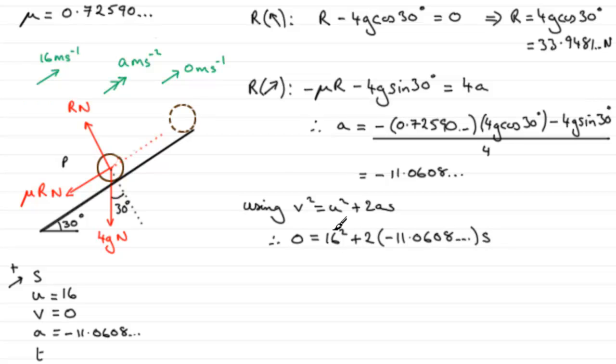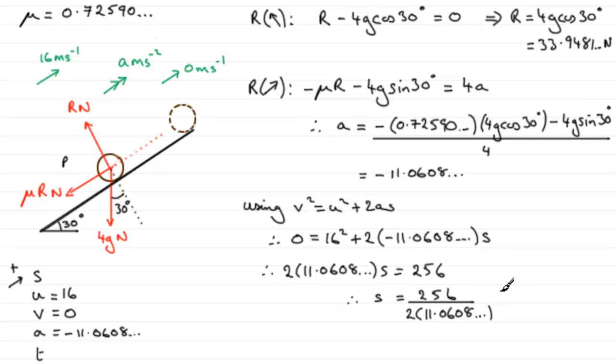So 16 squared is 256. This is a negative term, so we can add it to both sides, and then we get 2 times 11.0608 and so on, s, equals 16 squared, which is 256. To get s, we therefore have s equals 256 divided by twice 11.0608 and so on. And what you end up with is 11.572 and so on.